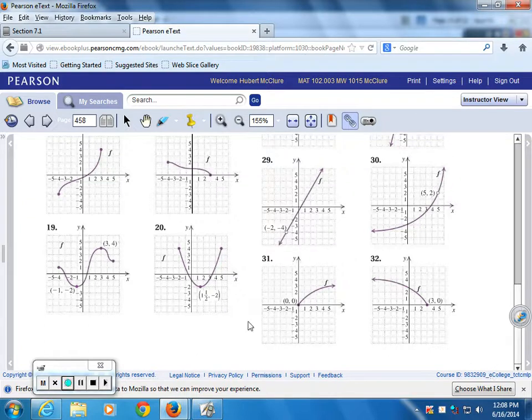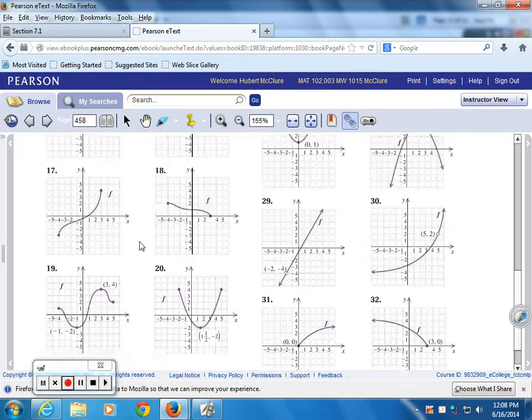All right, what about number 20? What's the domain for number 20? -2 to +5. And brackets or parentheses? Brackets, because you have closed circles. What about range? -2 to +4, with brackets. See, I told you y'all would get it.